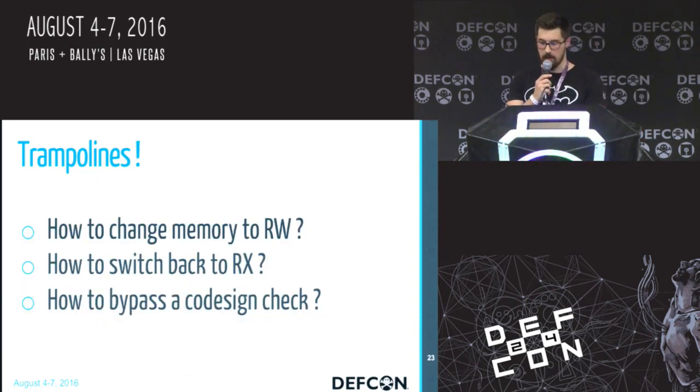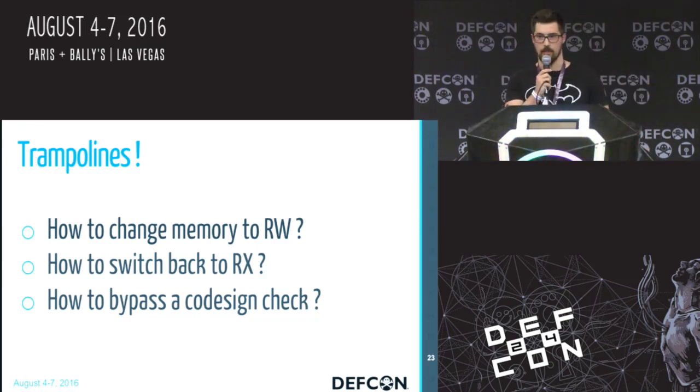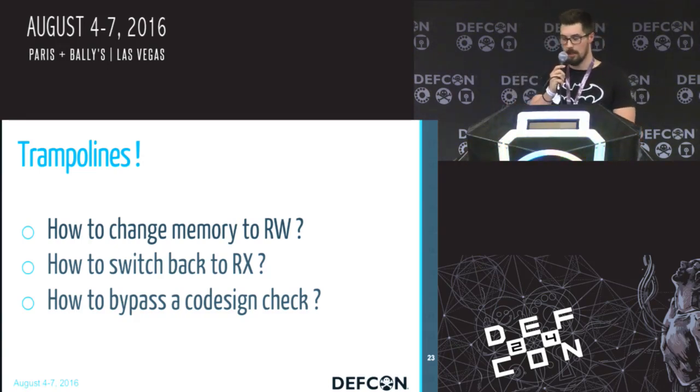So yeah, trampolines may work, but as we remember, there are memory protections on iOS that do not allow you to change memory regions. So to write a trampoline, the region should be writable, and how can we change the executable region to be writable? Well, even if you can do that, how do you switch it back to be executable? And the main question, there is a codesign check on a page load, how can we bypass it?